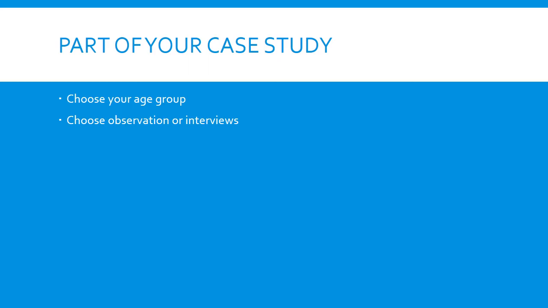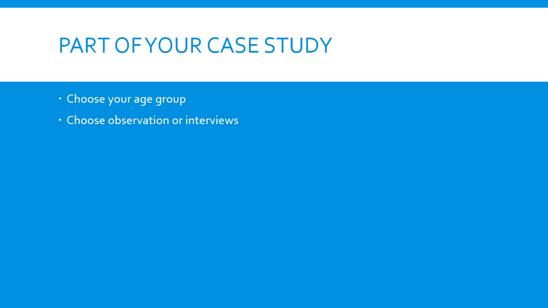So the first thing you need to do of your case study, which is described in your syllabus, is choose your age group, and it can be a variety of ages. We have broken it down into some specific age groups: 0 to 2, 2 to 5, 6 to 7, 7 to 14, or 14 to 18.